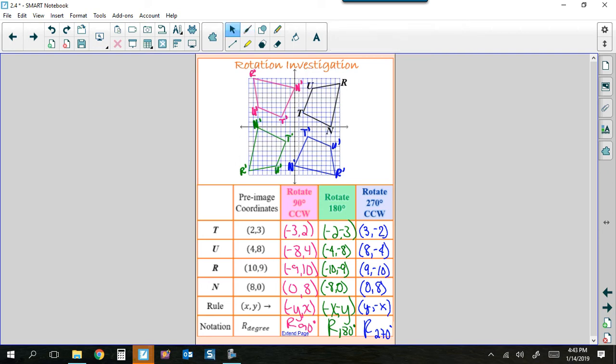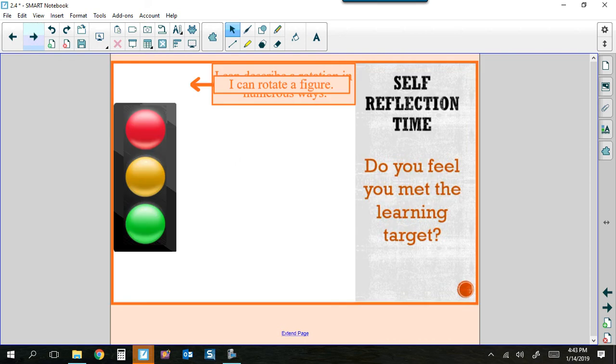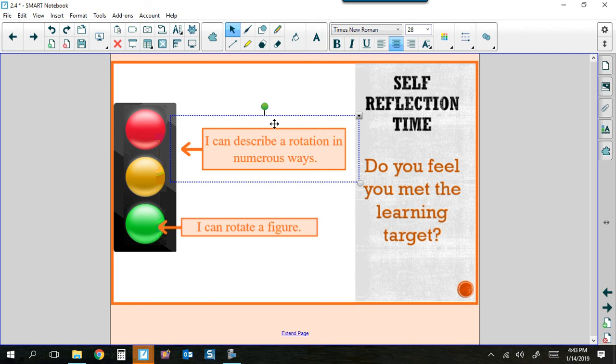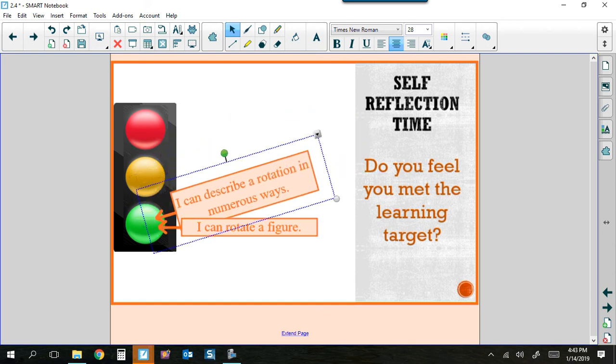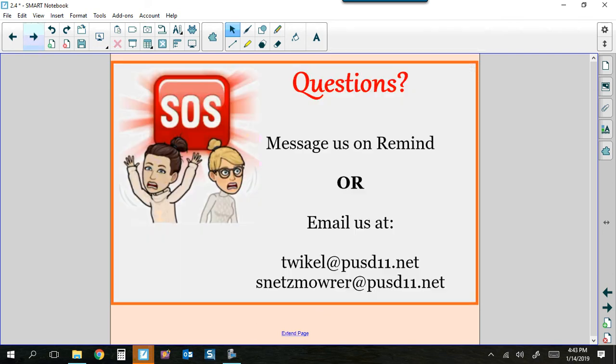Excellent. All right, so that is the conclusion of this lesson. Hopefully you feel pretty confident about rotations and being able to describe them in numerous ways. If you have any questions, as always, reach out to Miss Netz, myself, or your teacher if it's not one of us.